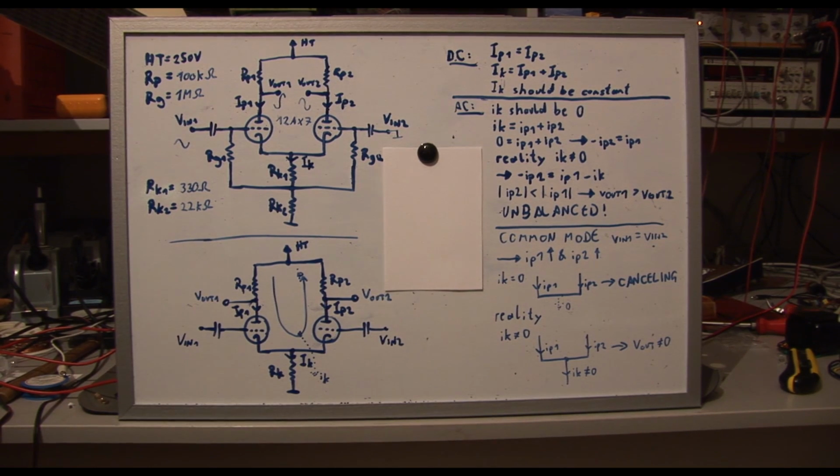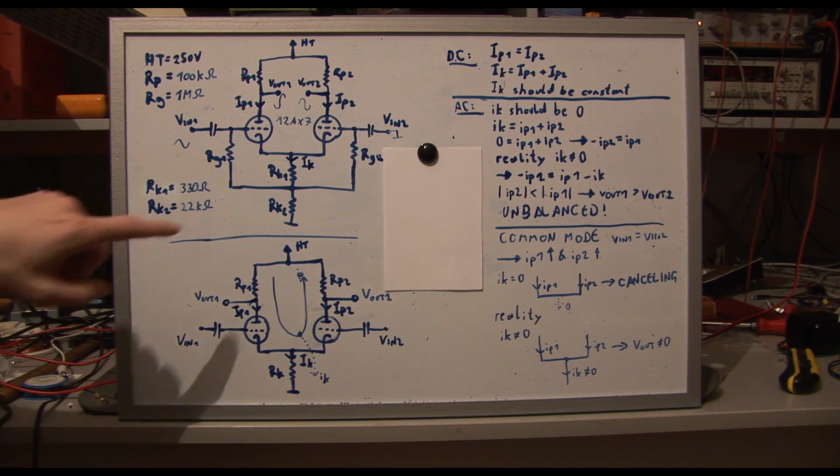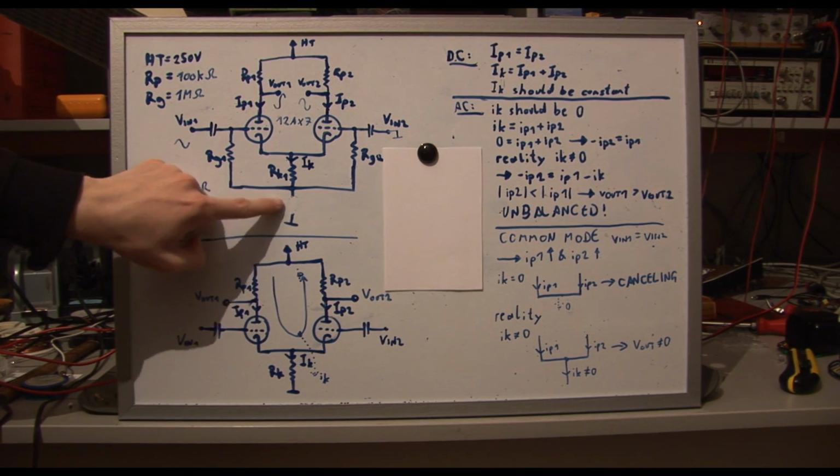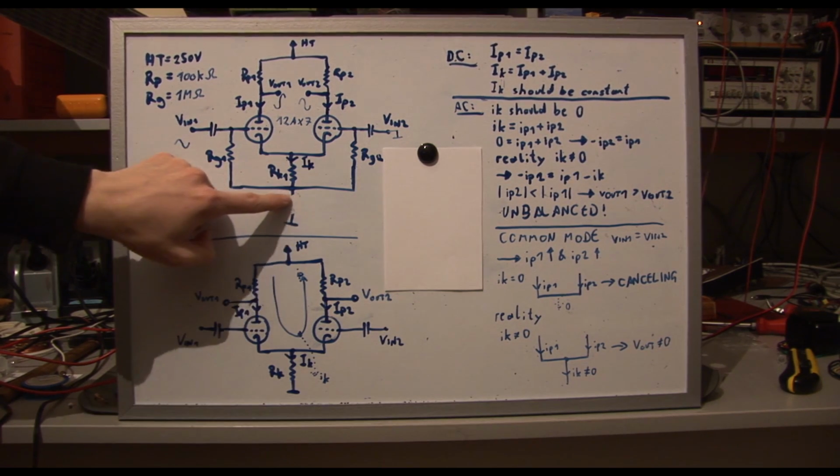Maybe it's not too hard because I already told you everything which you need to know how to improve it. And the actual way to improve it is pretty simple. The only thing you have to do is to remove this resistor down here and replace it with something else. And what is this something else?